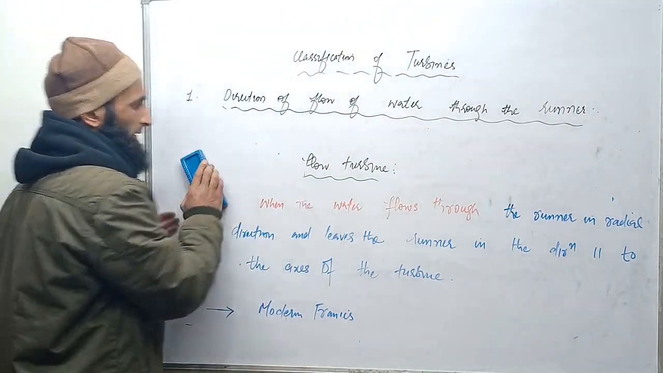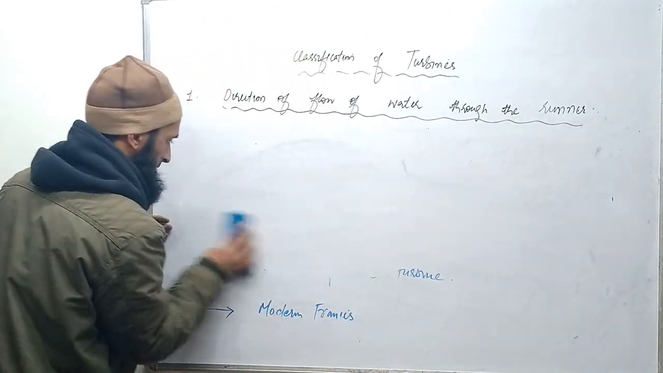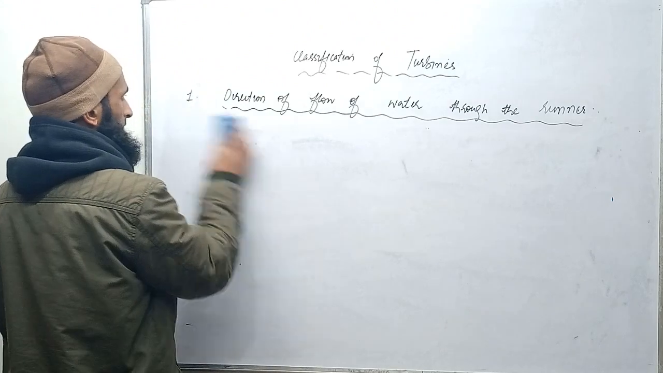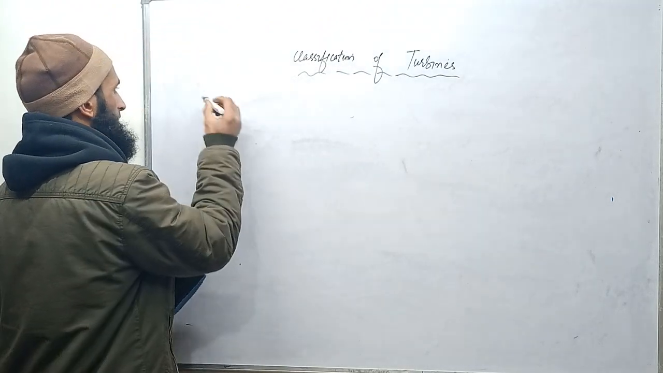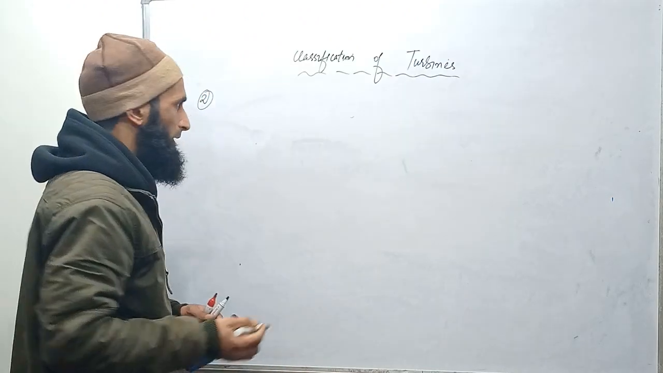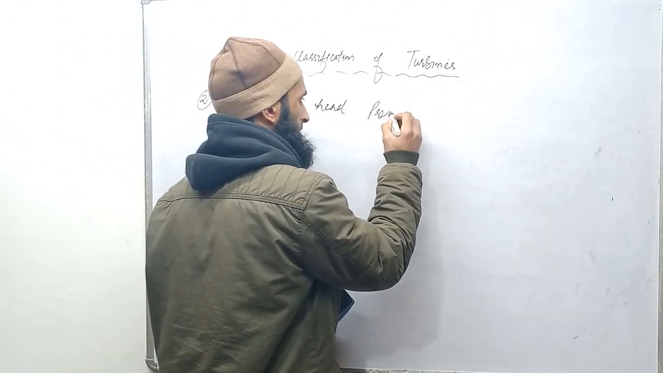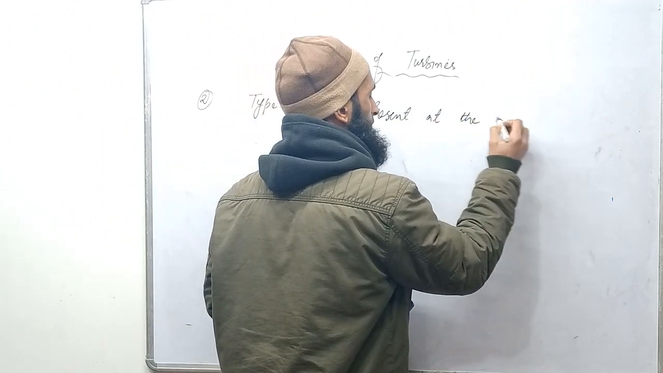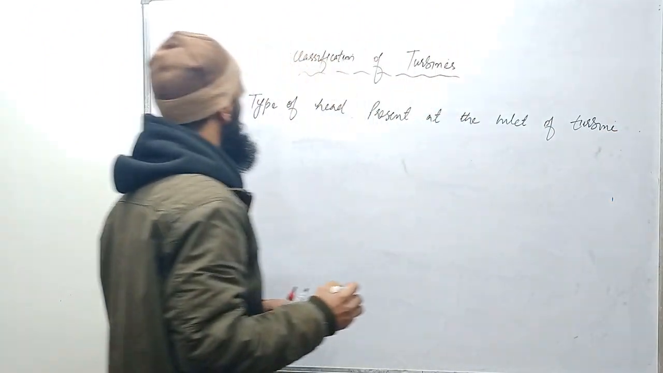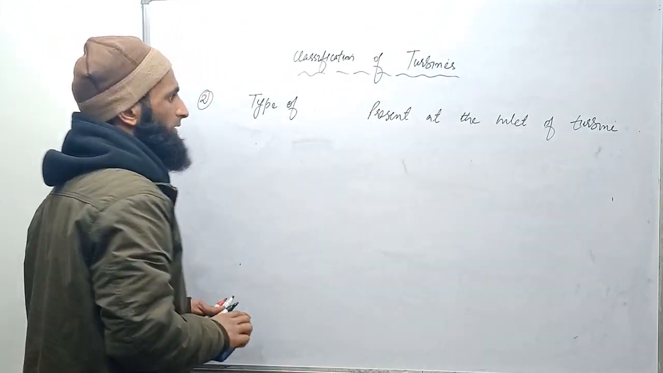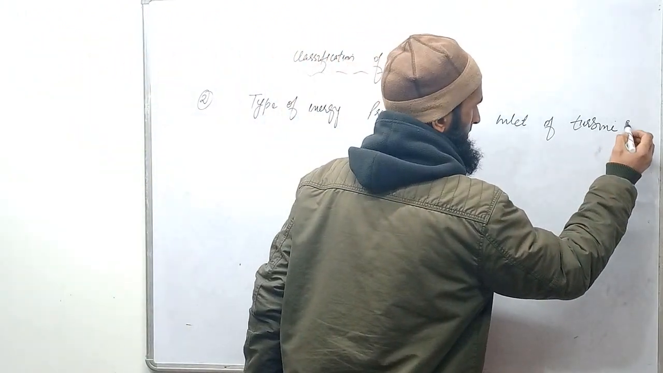Then we have the next classification. The next classification is based on the type of head, sorry, type of energy present at the inlet of the turbine. So this is the next classification.